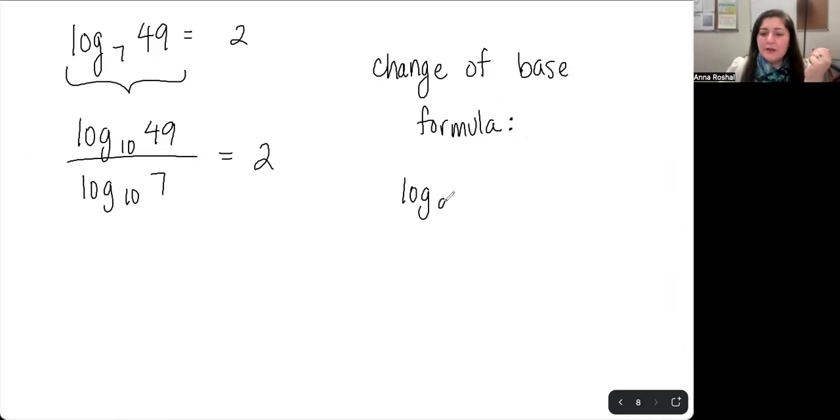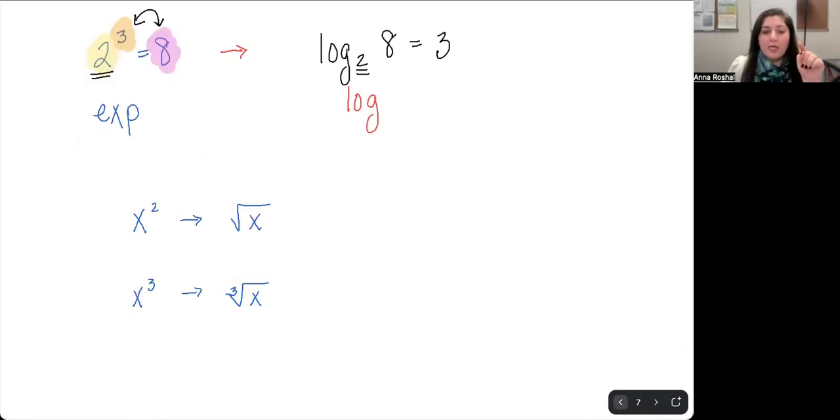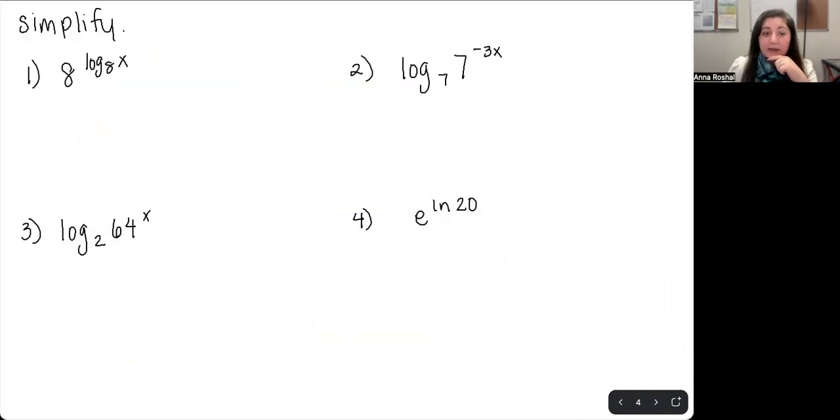So when you have log base a of b, and a is not 10, you can then go into your calculator and do log base 10 of b over log base 10 of a. And you don't even have to push the 10, it just automatically exists. And then you'll push equals and then you'll get whatever answer you need to get. That being said, let's take a look at simplifying.